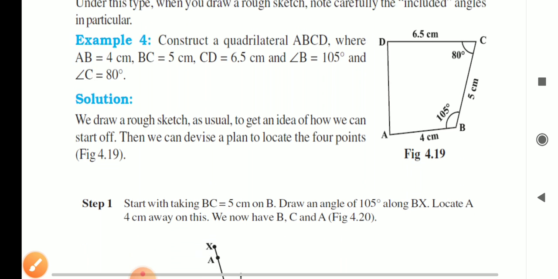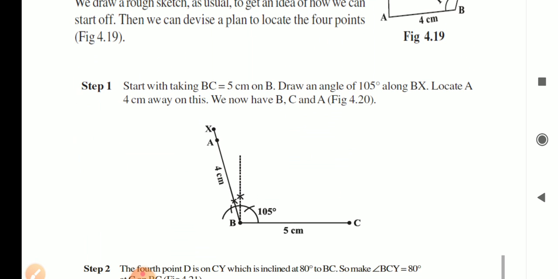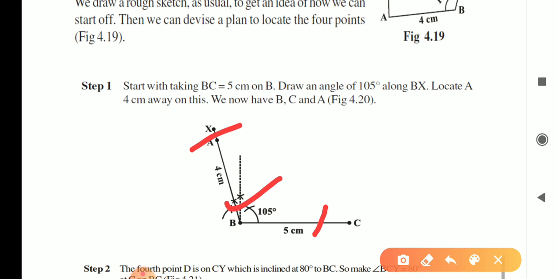Now, step number one: first of all, draw a line segment BC of length 5 centimeter. Taking B as center, make an angle of 105 degree. Now draw a ray BX extended to any point and cut 4 centimeter from this. This is the point A.